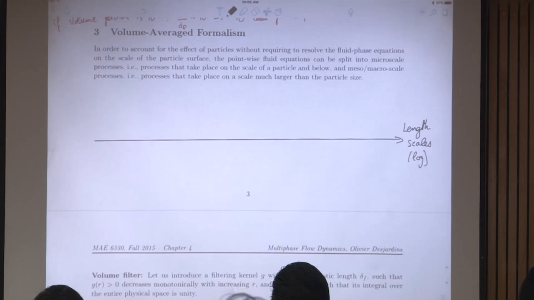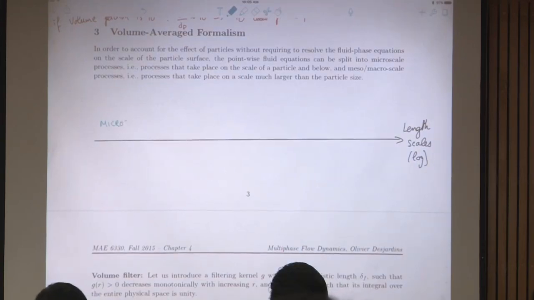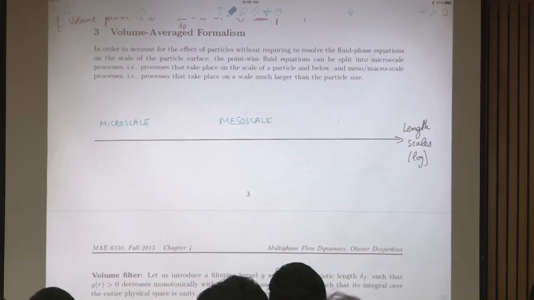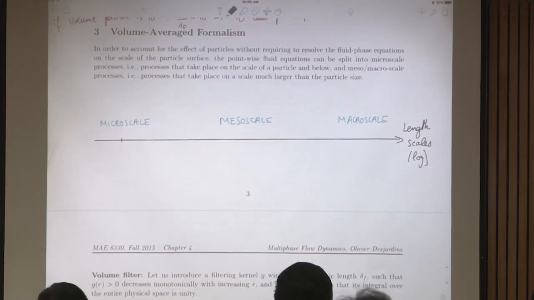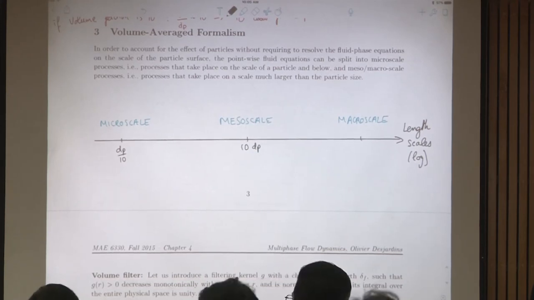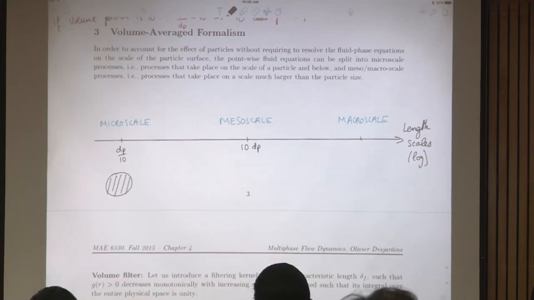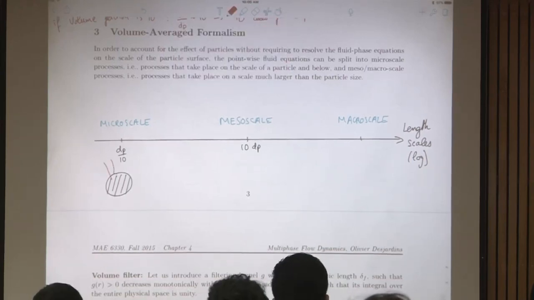So if you look at length scale and log scale, we introduced already the concept of a microscopic or micro scale representation wherein we look at the surface of the particle, a meso scale, and the macro scale. I'm going to throw essentially made up orders of magnitude type of values here. So I'll start with dp over 10. This is smaller than the particle scale. This is the boundary layer of the surface of the particle.